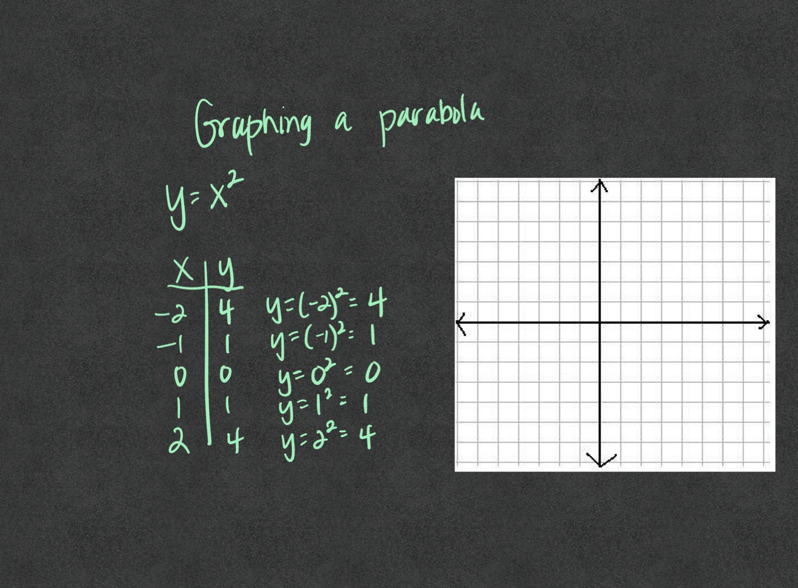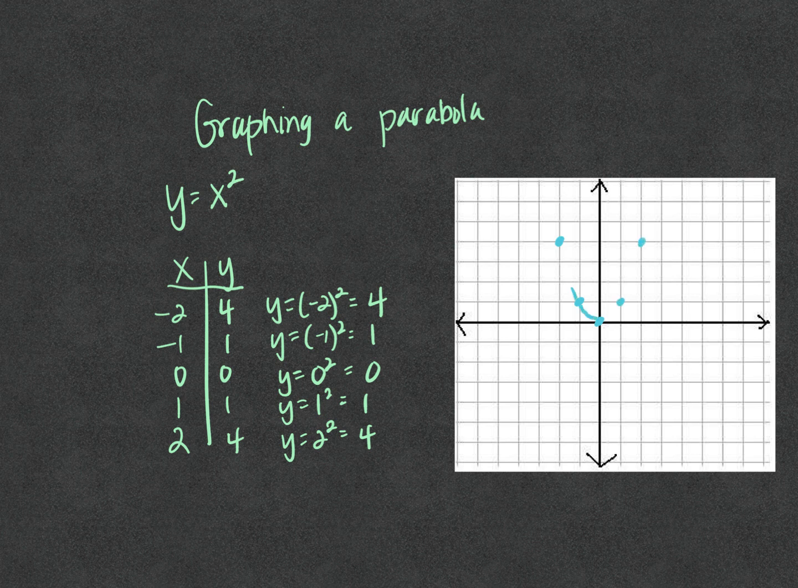So then you graph the points. -2, so you're going to go over 2 on the x-axis and up 4 on the y-axis. 1, 2, 3, 4. Let me use a different color. This one's going to be hard to read. So -2, 4. And we have -1, 1, 0, 0, 1, 1, and 2, 4.